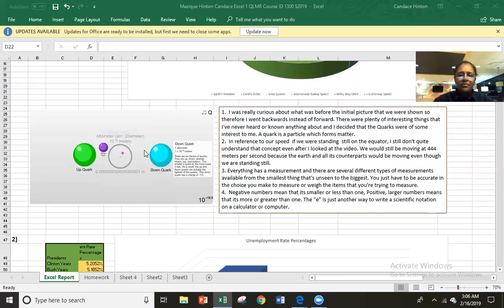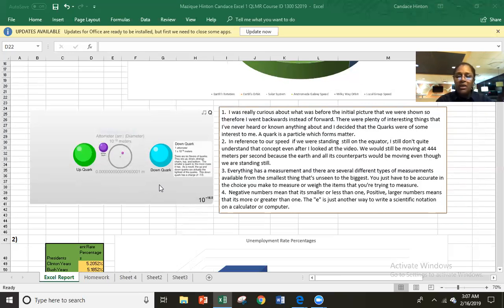Our third question: everything has a measurement, and there are several different types of measurements available, from the smallest thing that's unseen to the biggest. And that kind of tells you about this picture as well. There were various pictures there. And this is, like I said, just the one that caught my eye.